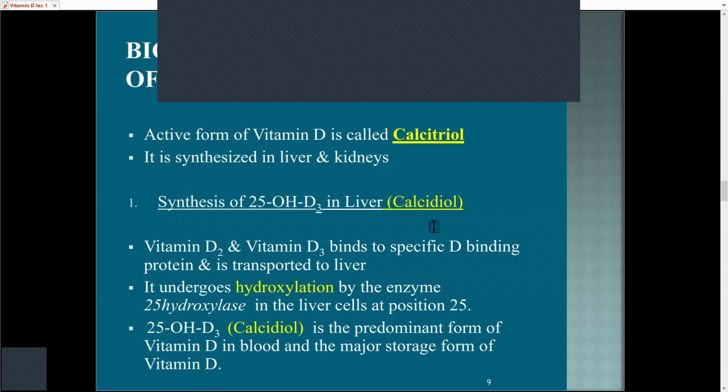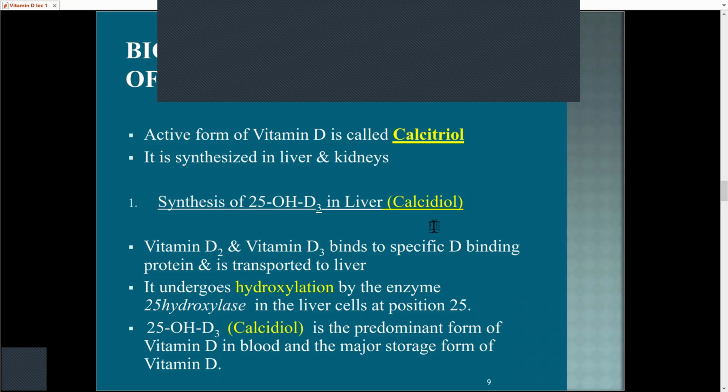Let's talk about the biologically active form, and calcidiol synthesis in the liver. The biologically active form of vitamin D is called calcitriol. That is the biologically active form of vitamin D. It is synthesized in two key organs. The very first one is the liver and the second one is the kidney.